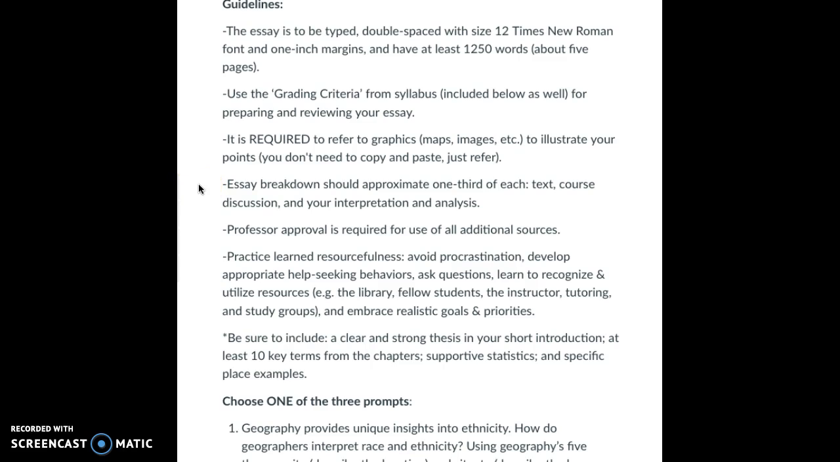The breakdown should be approximately one-third from the text, the course discussions, and your interpretation and analysis. So that means the citations of the text or the course discussion, or for instance the other materials such as the films we've watched, the one main film, The Iron Wall, or my mini lectures, or also course discussion pertaining to other students' posts. And really, if you quote somebody, you only need one sentence from their post.